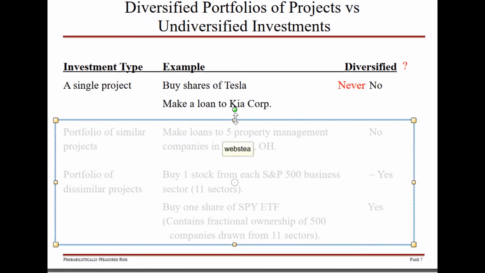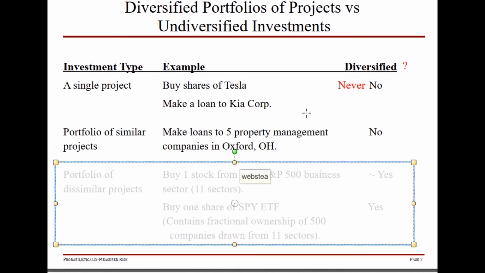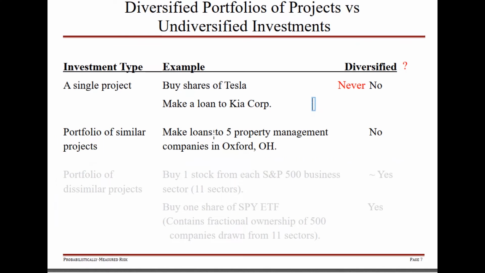Okay, let's contrast that now to a portfolio of projects, but now this is going to be similar projects. So what do we mean by a portfolio of similar projects? Well, portfolio means a bunch of projects, right? And similar is going to mean something like this. Let's say we have a lending company and all we do is make loans to 5 property management companies in Oxford, Ohio. Is this a diversified portfolio?